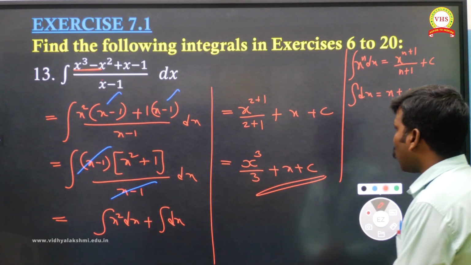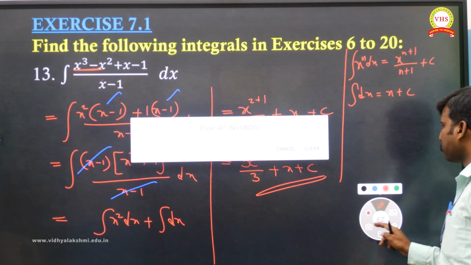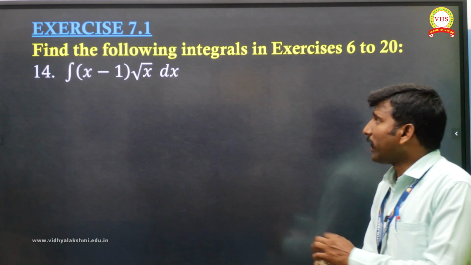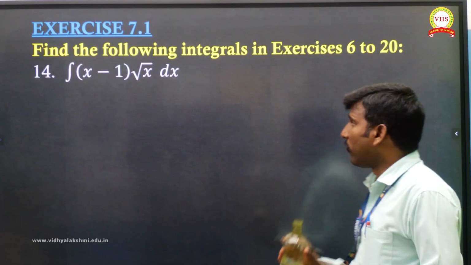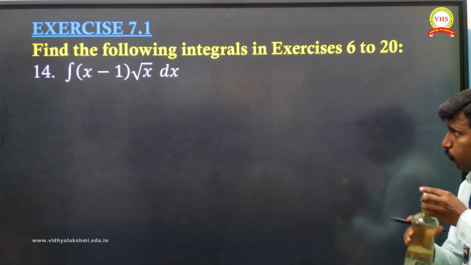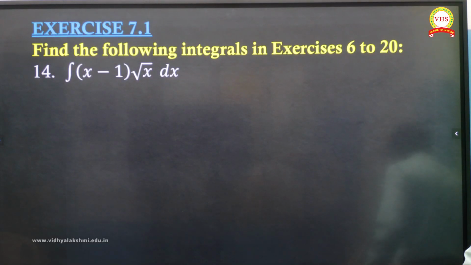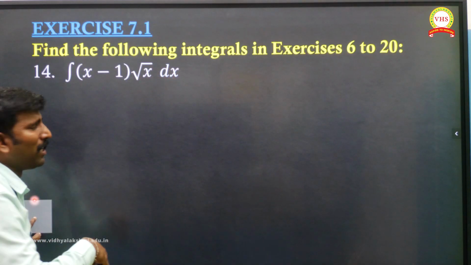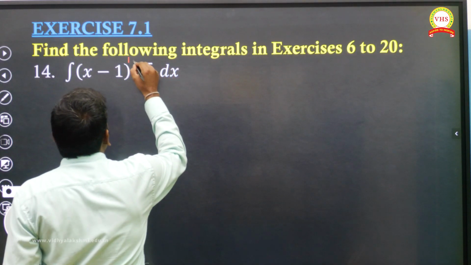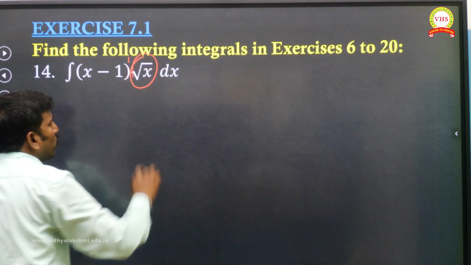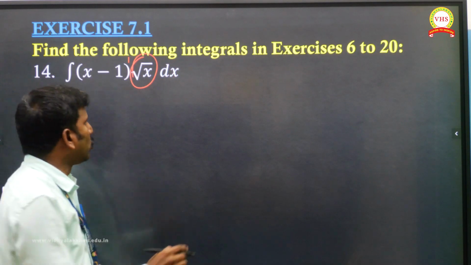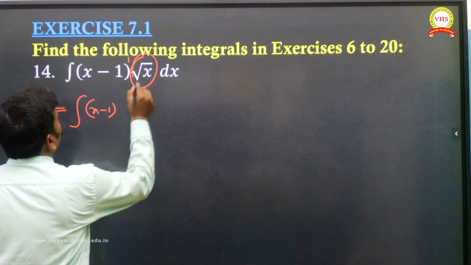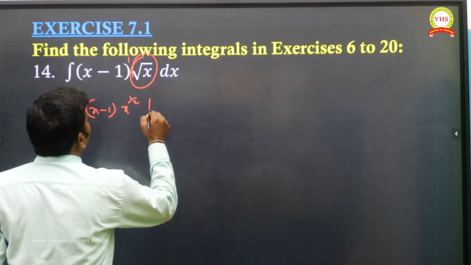Now we'll go to question number 14. In question 14, you can directly multiply. There is no power, which means the power is 1. 1 never disturbs our answer. Directly you can multiply. This root x you can consider as x power 1 by 2. So what is that? X minus 1 into x power 1 by 2 into dx.